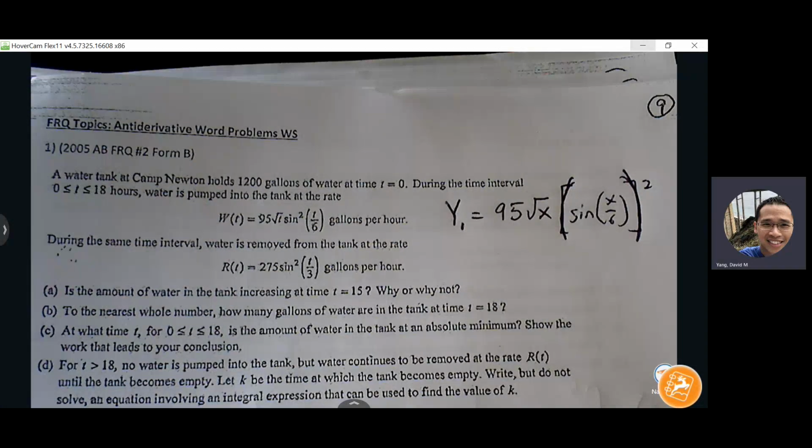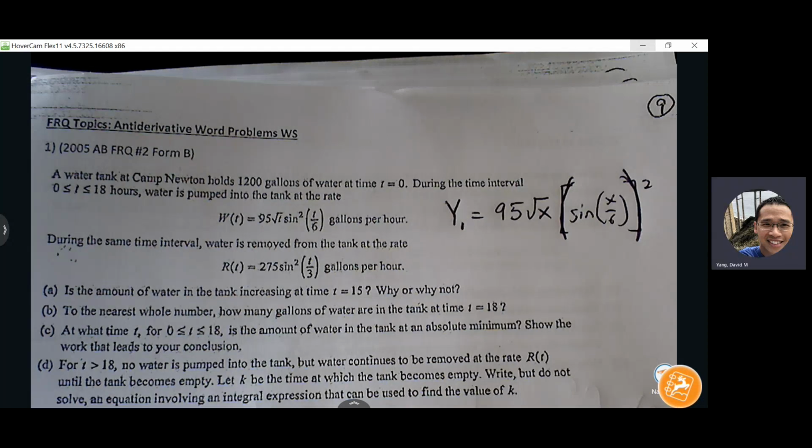Okay, notice this is question number 2, so this is calculator active. A water tank in Newton holds 1,200 gallons of water at time t equals 0. During this time interval from 0 to 18 hours, the water is pumped into the tank at a rate of W of t, so this is gallons per hour. So there's water in the tank, water is coming in, and then also water is leaving at a different rate, R of t equals 275 sine squared of t over 3 gallons per hour.